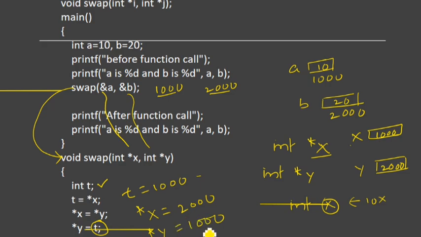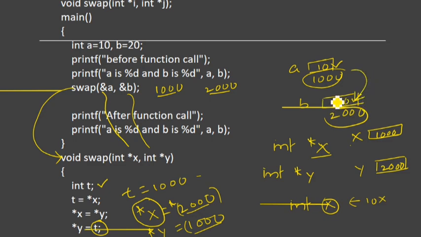Now, what is x? x is equal to 2000, so star x will give us the value at this address. What is the value at address 2000? Location 2000 holds 20. And the value at address 1000 is 10. So these values are interchanged: the value moves from address 2000 to address 1000, and the 10 goes from address 1000 to address 2000. So by using the addresses we are interchanging the values.